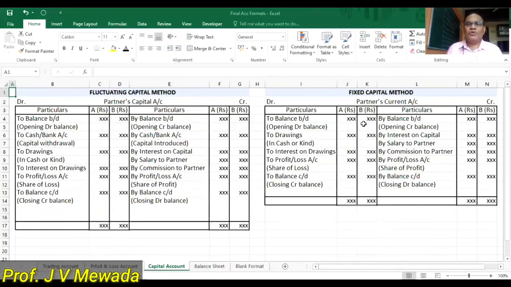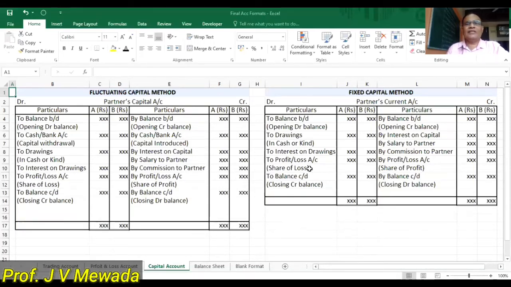And now suppose in the trial balance there is a presence of capital account and current account, then the balance of the capital account we are directly placing on the liability side of the balance sheet, and we are going to prepare the partners current account for our routine adjustments. So in the current account we are doing our routine adjustments like balance brought down, interest on capital, commission, profit, that is share of profit. Okay, and on the debit side, drawings, interest on drawings, and share of loss.